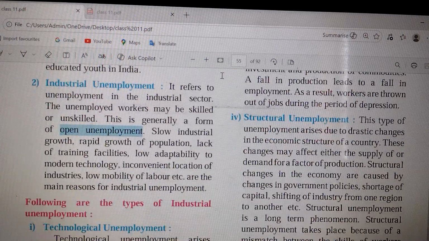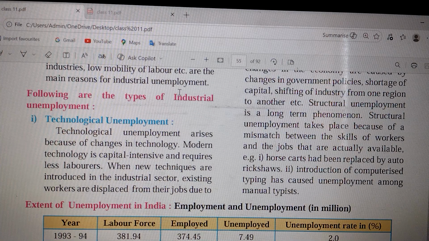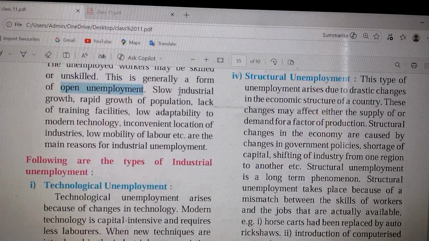Second we have industrial unemployment. Industrial unemployment refers to the unemployment in the industrial sector. It affects both skilled and unskilled workers. Now, following are the types of industrial unemployment. Industrial unemployment is divided into four types.